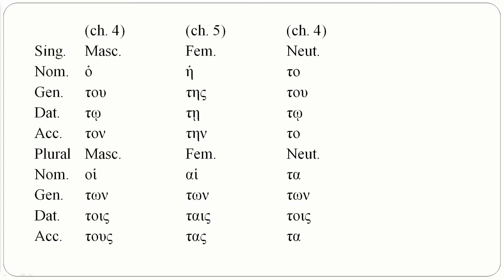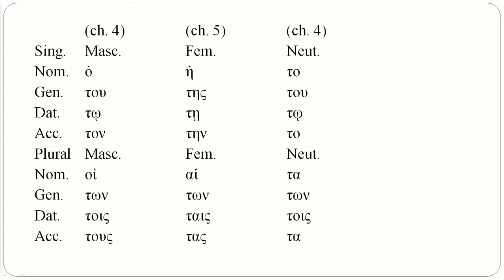Then right off the bat, look at the genitive singular. Now, there is a major difference between the nominative singular and the genitive singular. The nominative singular has a rough breathing mark. The genitive singular begins with the letter tau. But then the genitive singular takes the ending of the second declension genitive singular, omicron upsilon. And so it's tou, the genitive singular definite article.